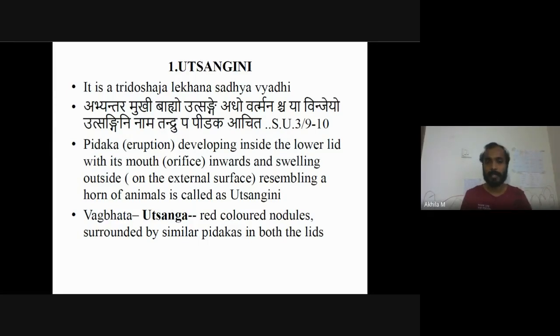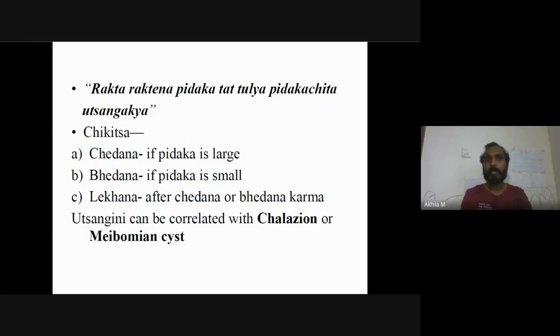This is a Tridoshaja Vyadhi according to Sushrutacharya. According to Vagbhatacharya, the disease's name is Utsanga. Utsangini according to Sushruta resembles pitaka-like eruptions, especially on the lower lid. But according to Vagbhatacharya, the disease is Utsanga, which comes on both the lids. The Acharya described it like this: Rakta Raktena Pidaka, Tatulya Pidaka Chita Utsangakhya.